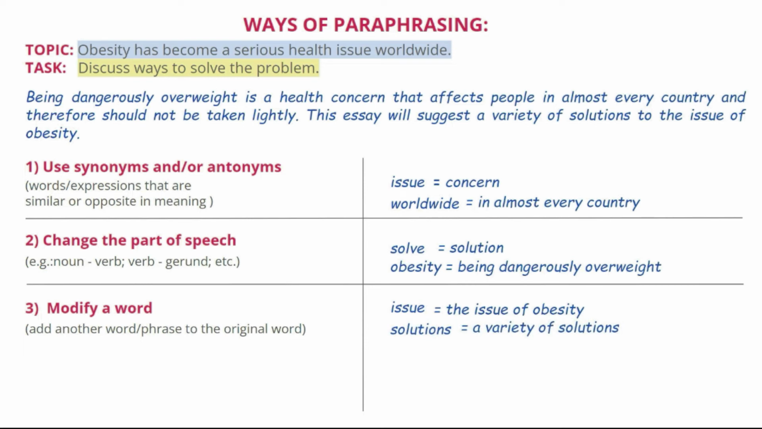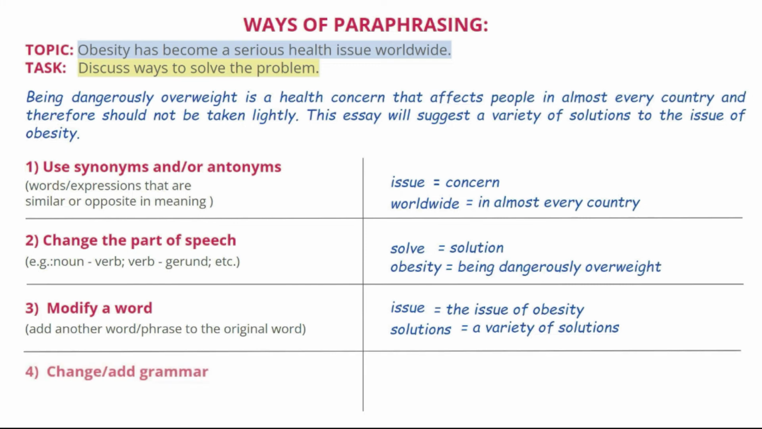There we go. And now moving on to one more way of paraphrasing, way number 4, which is change or add grammar. For example, if the sentences in the prompt are positive, you can make them negative. I mean, you can use a not in your paraphrase. Or if you have active voice in the prompt, you can use passive voice in your introduction.